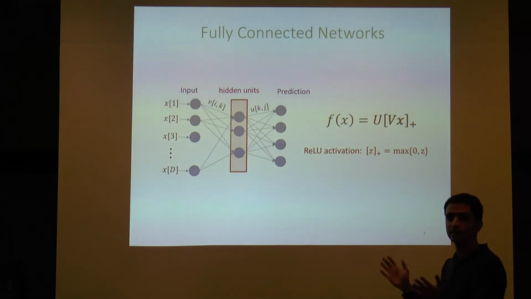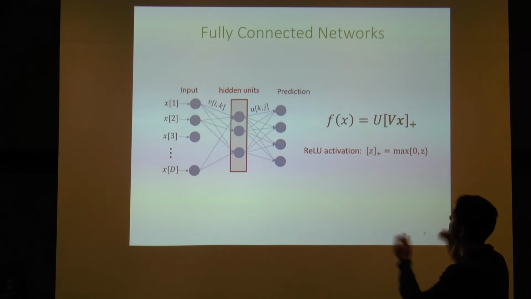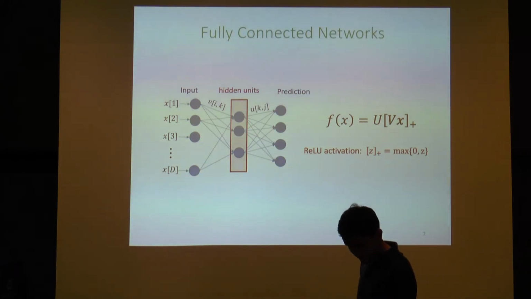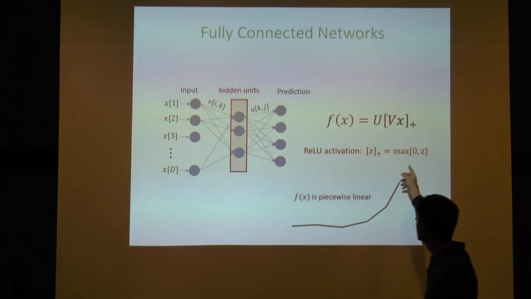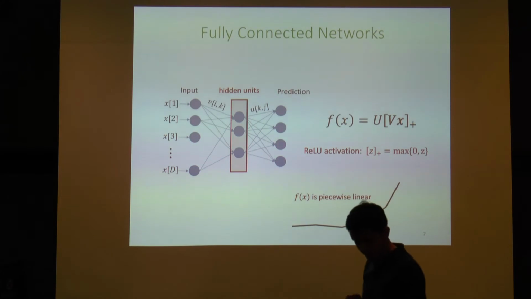Now, if I have more layers, I repeat this process more times. But this is roughly a fully connected network. As you see, it's a very simple process to calculate the output. And it's not hard to see that this is actually a piecewise linear function, right? Because of this nonlinearity that we call ReLU, it becomes piecewise linear.